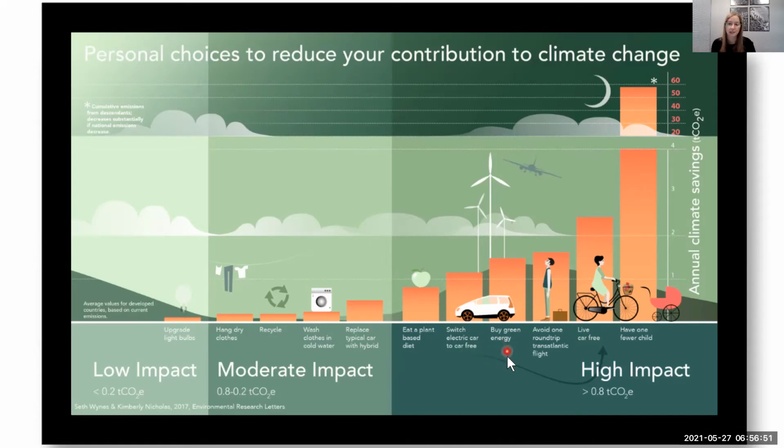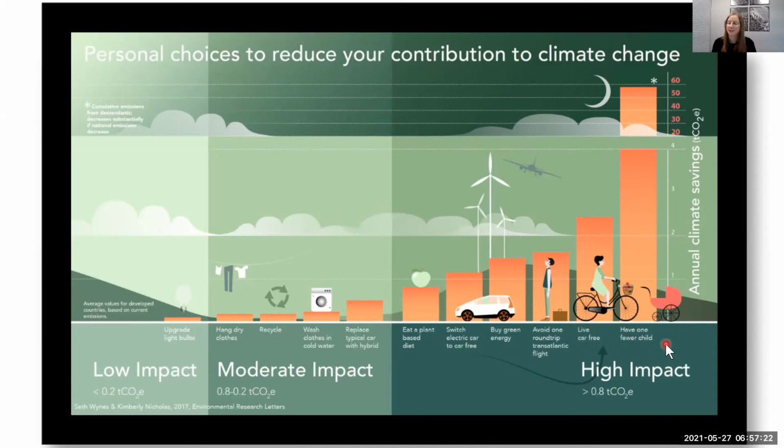Buy green energy, see if there's a community aggregate that you could get into. Here, we're also relating things to transportation. So avoid one round trip transatlantic flight. I know that hasn't really been a possibility this last year, but flying is very carbon intensive. So if you could just avoid one flight, you're doing something pretty big for the environment. And I think that's a nice, impactful thing that we can do as individuals. If you could get rid of your personal transportation, that's great.